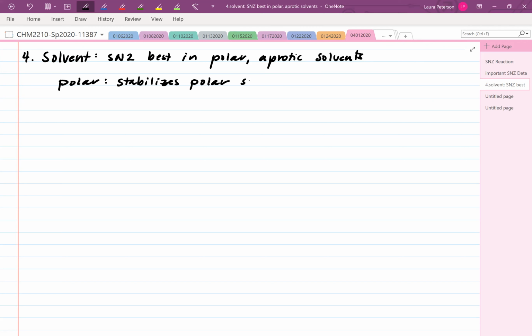Polar species. Okay, and we're really thinking about the transition state. So if it stabilizes the transition state, it'll bring the energy of the transition state down. That will speed up the reaction and facilitate the SN2. And why do we want it to be aprotic?